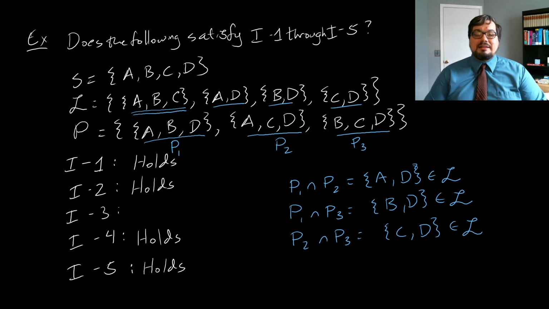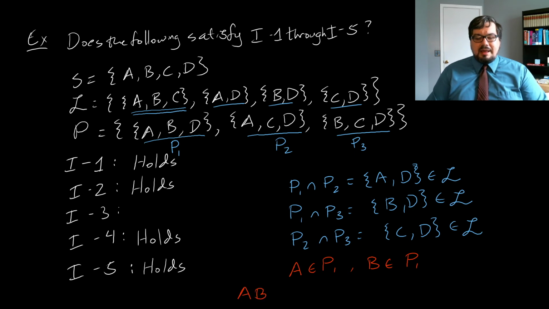However, I3 is going to fail to hold. So let's see why that is. I3 says that if 2 points are in a plane, then the line containing them has to lie in that plane also. So note that, for instance, A is in P1 and B is in P1.